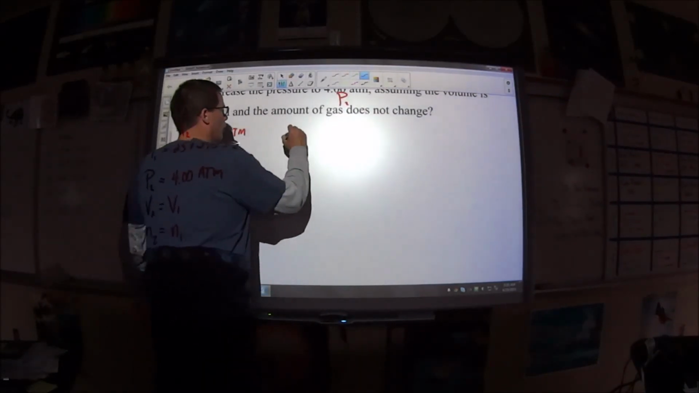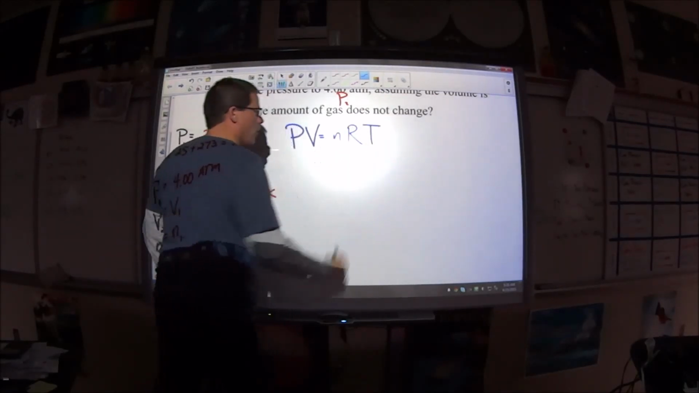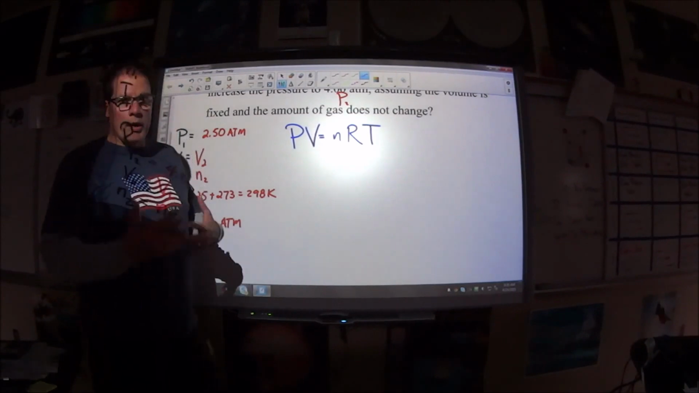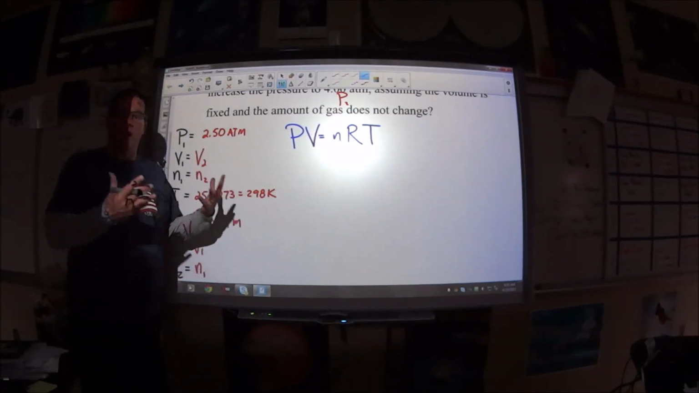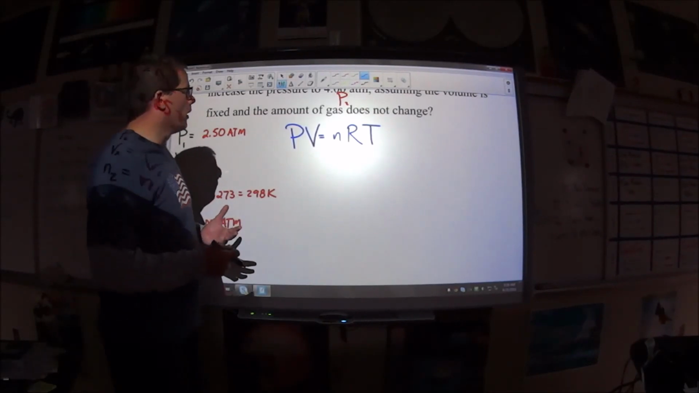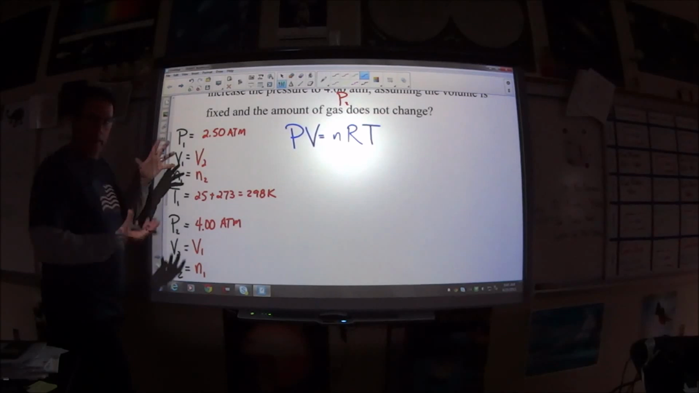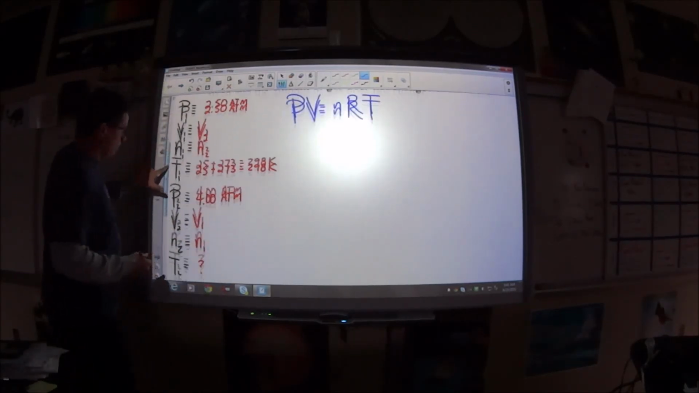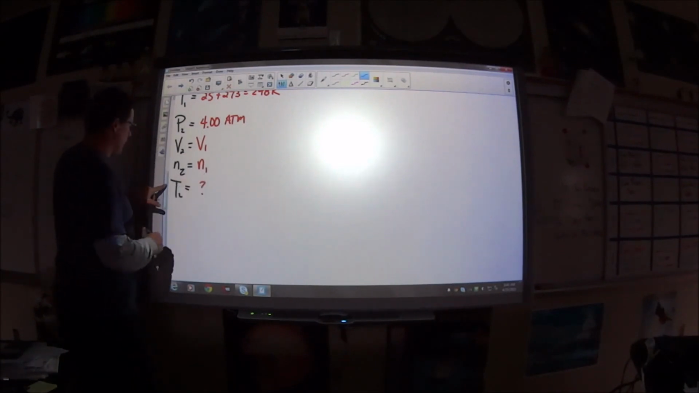This is one of those fun situations where you have a before and after. Now you get to use PV equals nRT twice, but you only need to rearrange the initial set of variables, the set of variables that are completely given for you. In this case, we have a P1 and a T1, so my initial set is all the information I've been given. My final set has an unknown, so I don't want to try to rearrange for that.